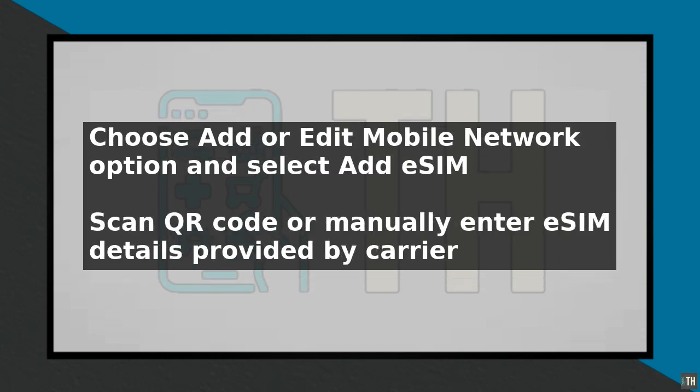Once activated, you can manage your eSIM plans, including enabling or disabling data roaming, setting data limits, and configuring other network settings. To switch between eSIM and physical SIM cards, go to the Mobile Network settings and select the desired SIM card.